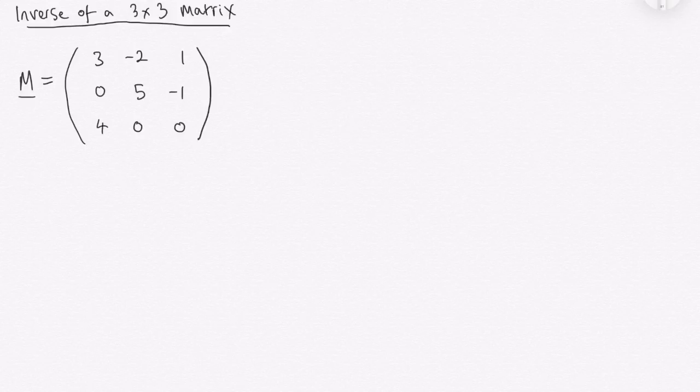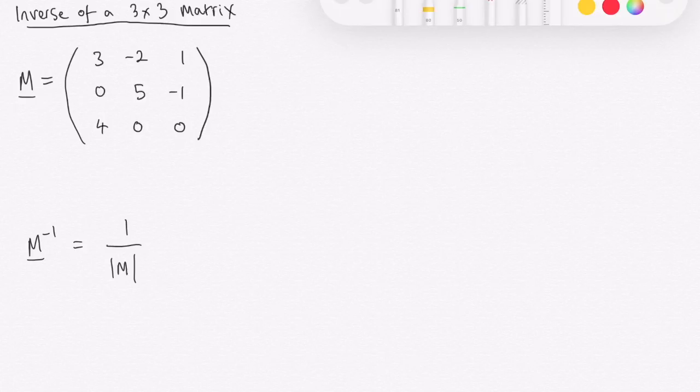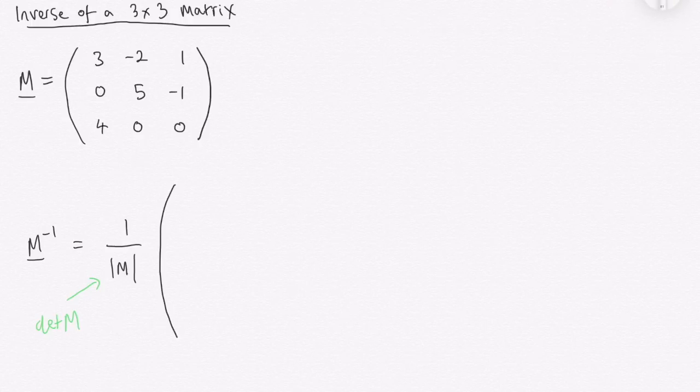In this video, I want to do an example of how to calculate the inverse of a 3 by 3 matrix. So here we have the matrix M, and what we want to calculate is the inverse of M, which is equal to 1 over the determinant of M. And if that is notation you've not seen before, then this just means the determinant of M multiplied by a matrix here.